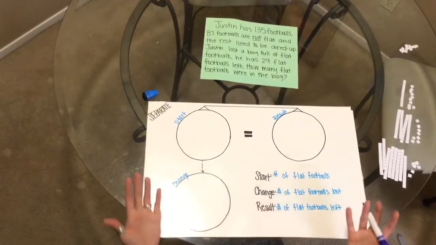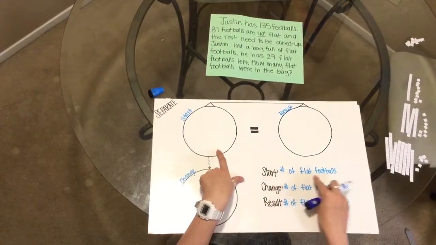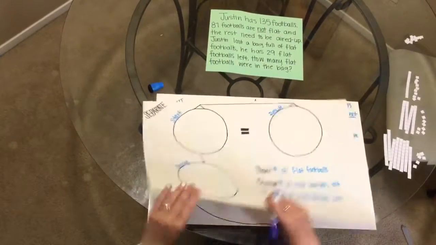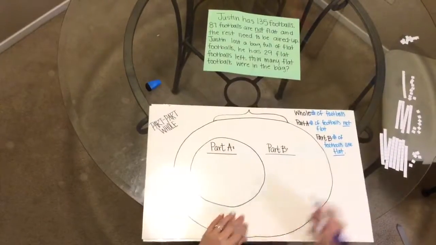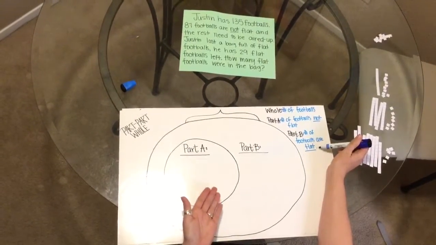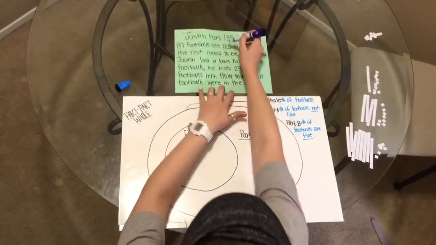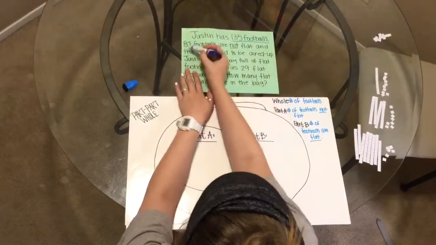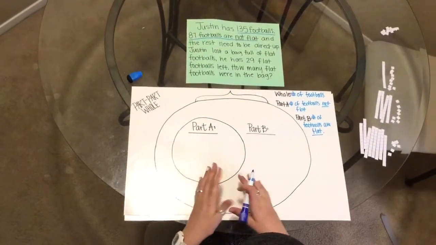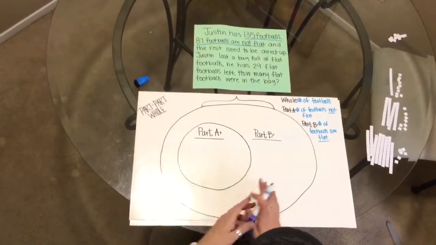So now we need to figure out where we need to start solving our problem. So looking here at our start, it's the number of flat footballs he has total, but we don't know what that is yet. So let's go ahead and look at our part-part-whole real quick. So we have our number of footballs, our number of footballs that aren't flat, and then our number of footballs that are flat. So we have our whole of 135, and then 87 footballs are not flat. So let's go ahead and put our part A, the number of footballs that aren't flat, which our problem told us is 87.